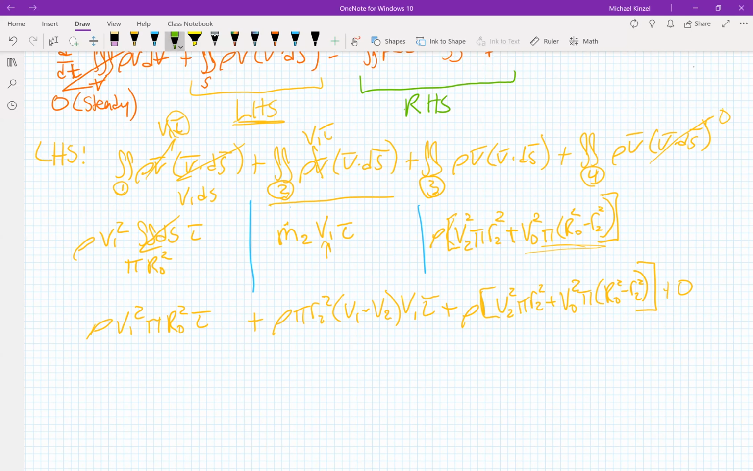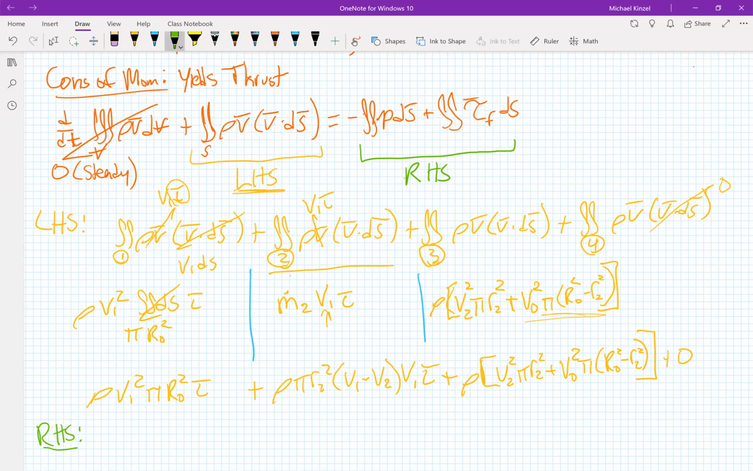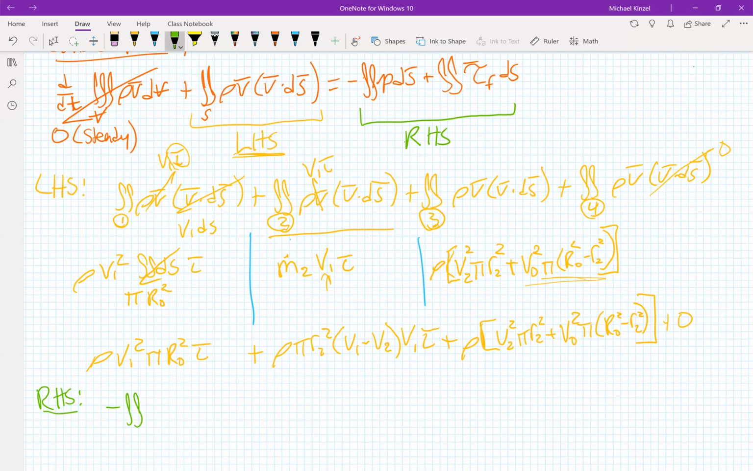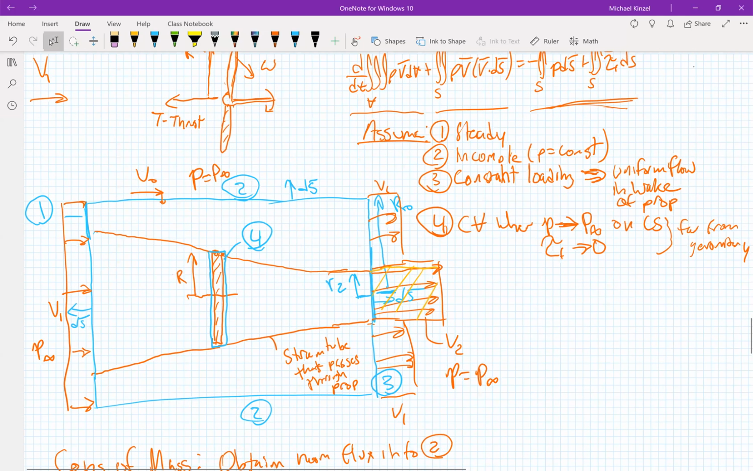Now let's move to the right-hand side, which again has these pressure and shear force terms. Because we pushed everything out, all our boundaries are as far as we can make them from the repeller, the pressure equilibrated to P infinity. If we had tried to apply this at the stream tube itself, that would not necessarily work. But because we are, it does work.